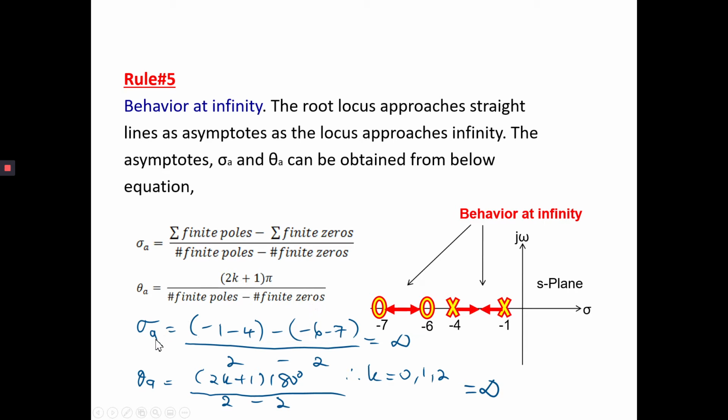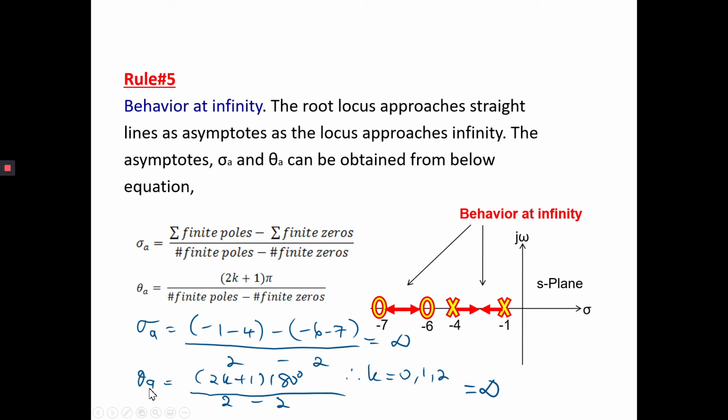Okay, for example, this is the calculation for this pole and zero map. So this is the summation of finite poles minus the summation of finite zeros, so this is your zero, divided by the number of finite poles 2 minus the number of finite zeros, which is also equal to 2. So the answer is infinity for this example.